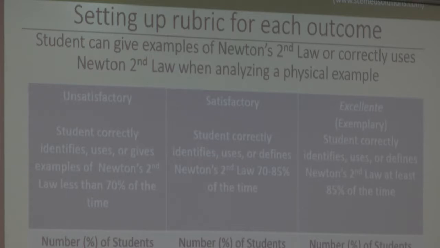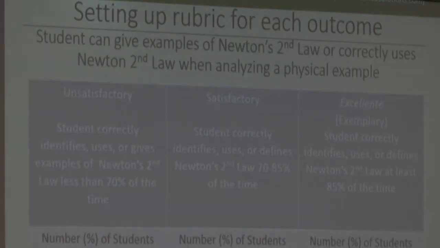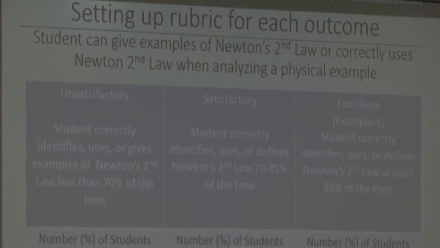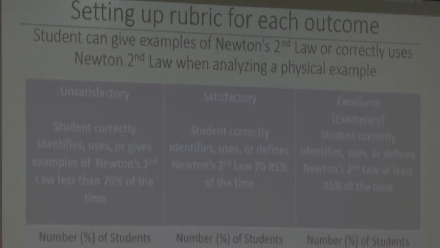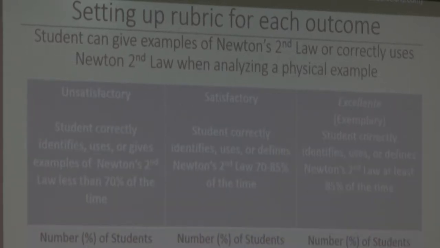In this case, I set my criteria for excelente at being able to identify, use, or define Newton's second law 85% of the time. I consider satisfactory to be 70 to 85% of the time. And if they can't do that 70% of the time, that would be considered unsatisfactory.